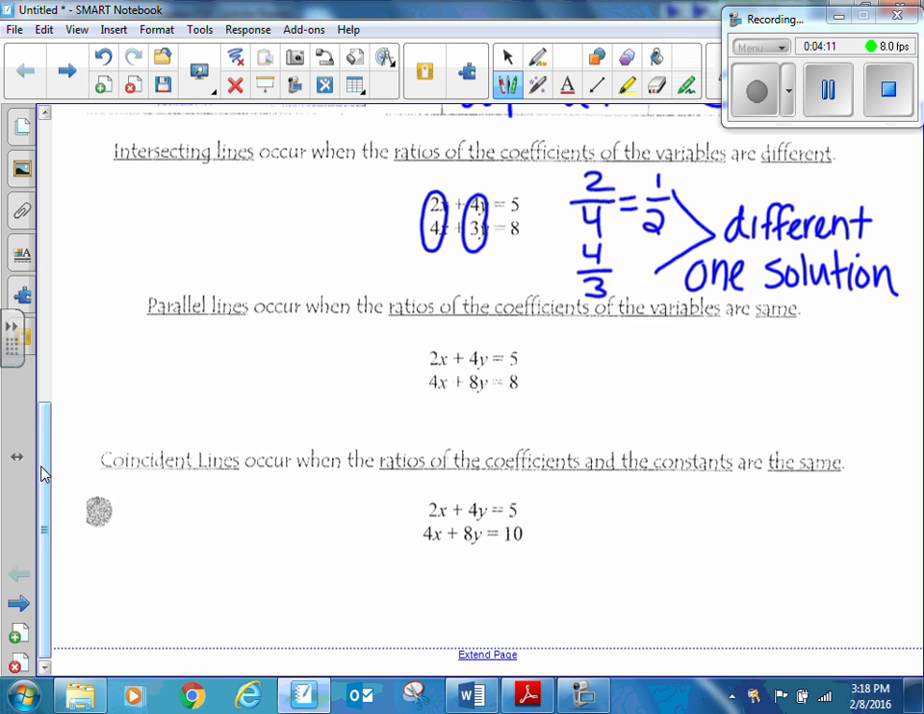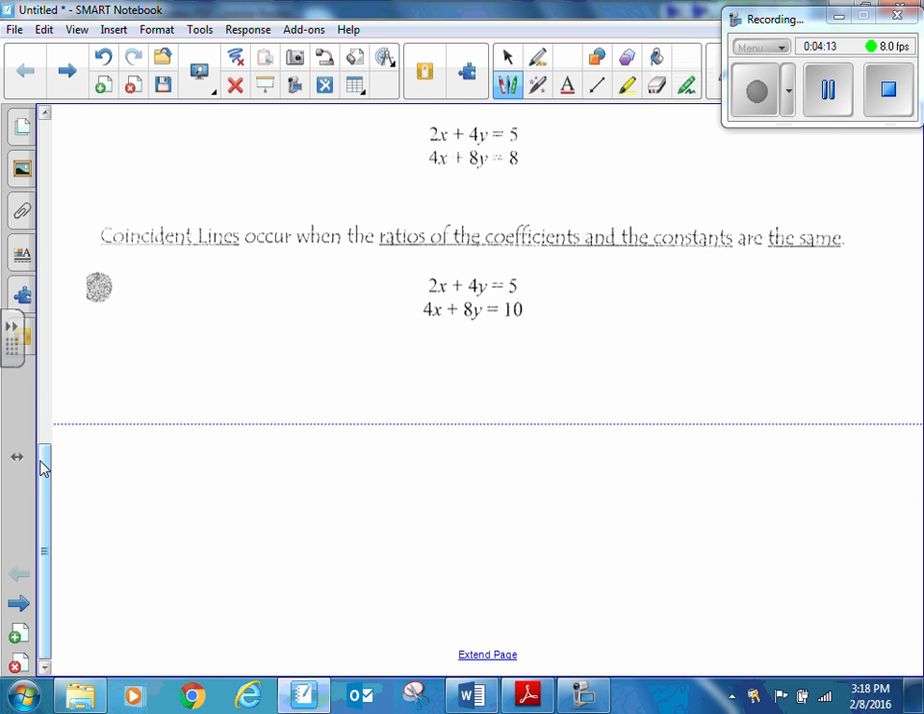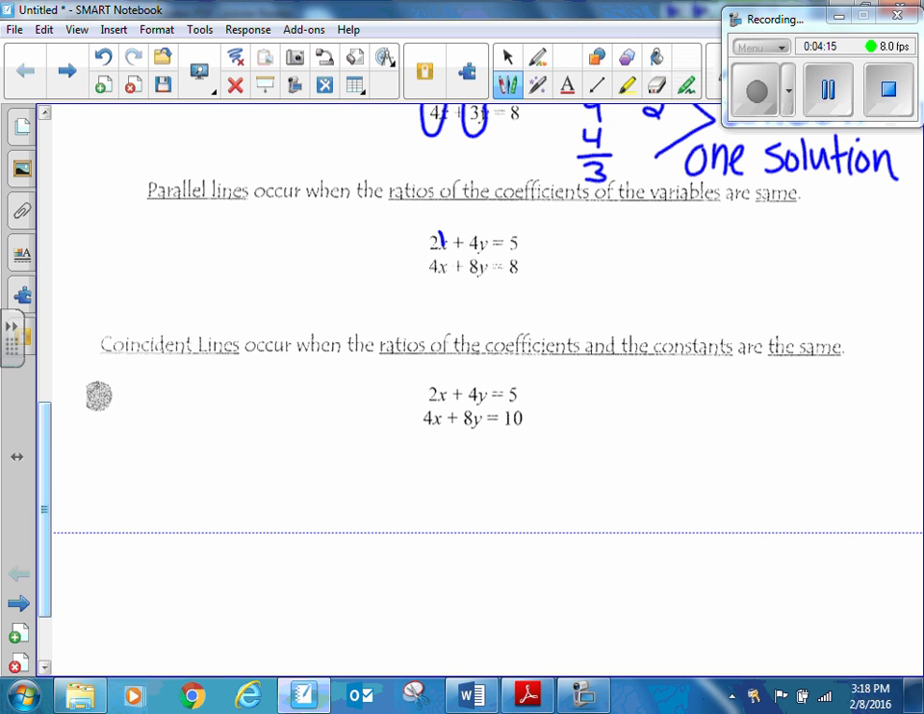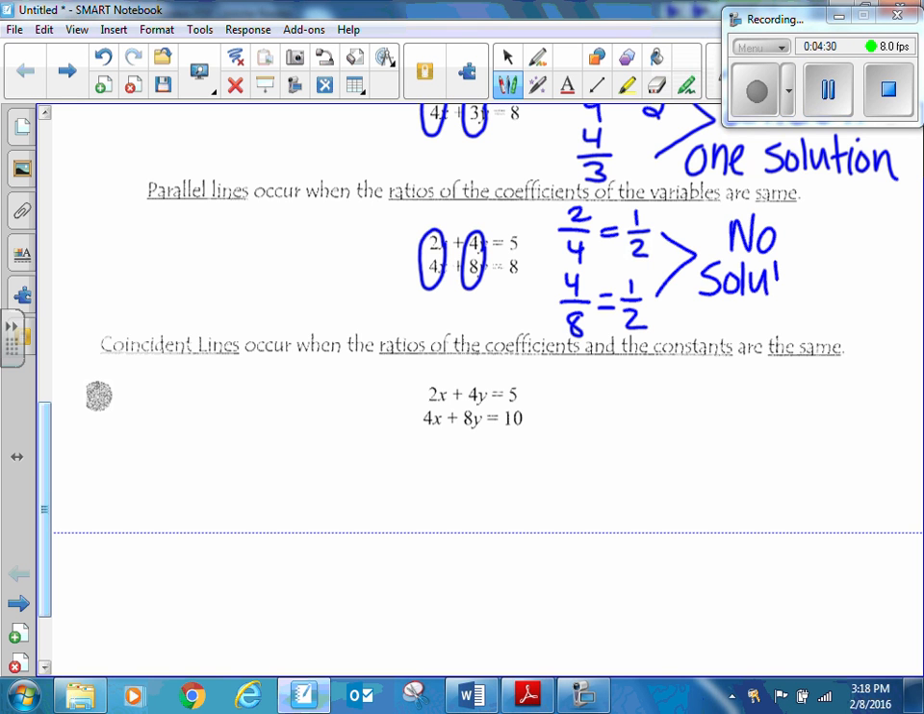Now, if we continue and look at the coefficients on this next example, 2 over 4 and 4 over 8, these both reduce to 1/2. So that is no solution when they're the same. It will take a little bit for you to remember these if this is the way that you're going to figure out what solutions they have.